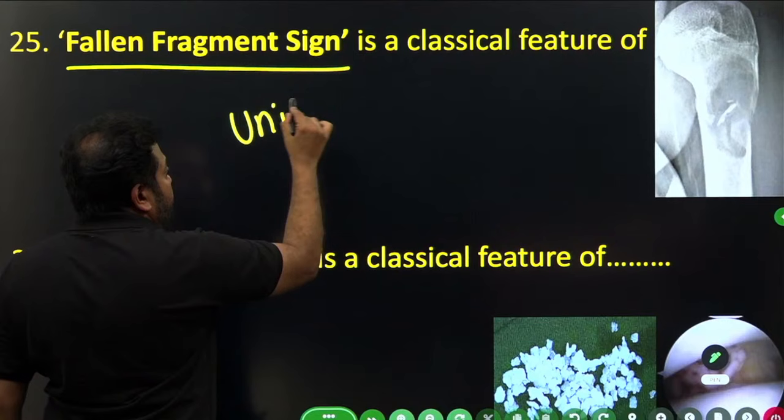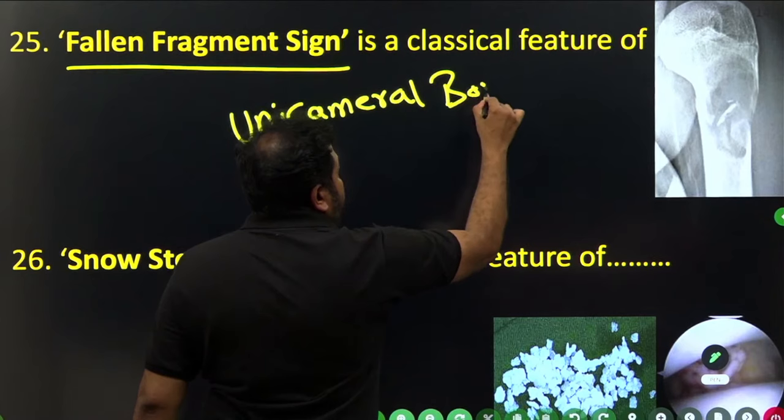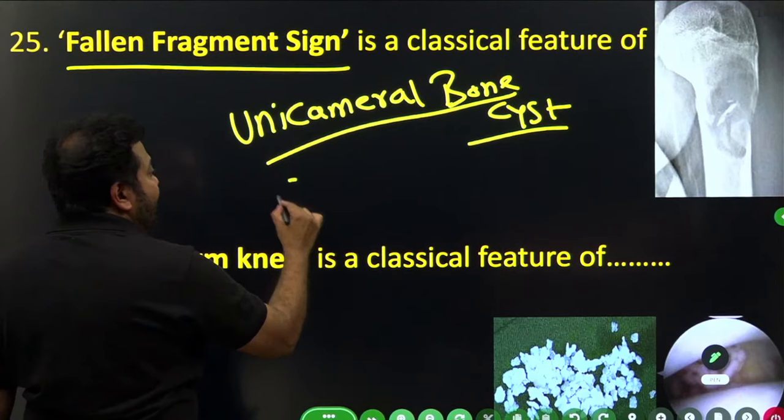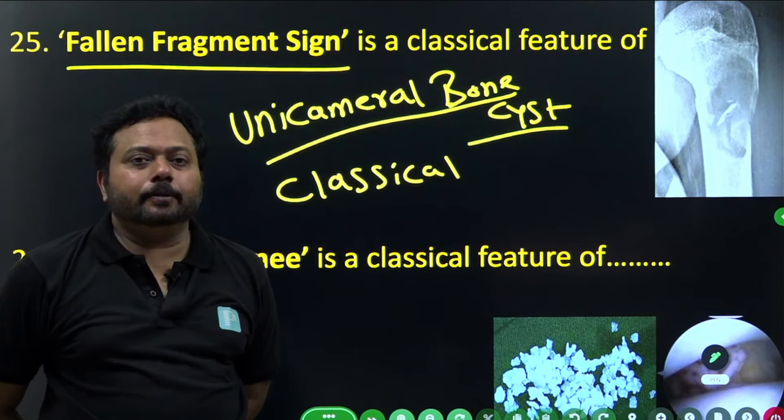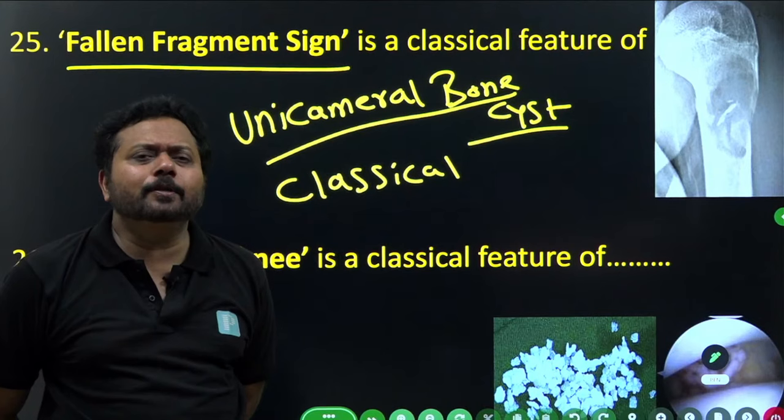Unicameral bone cyst is otherwise called classical bone cyst. Most common site is the upper end of humerus. Why is it called unicameral bone cyst, otherwise called classical bone cyst? Because there is another bone cyst which is called aneurysmal bone cyst.